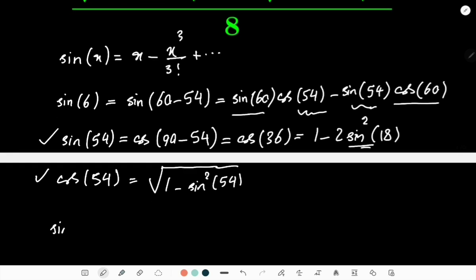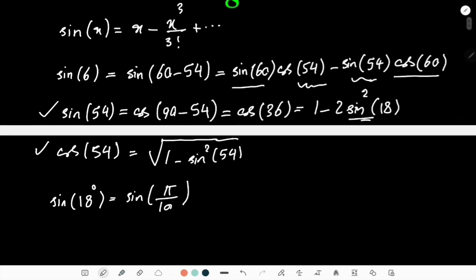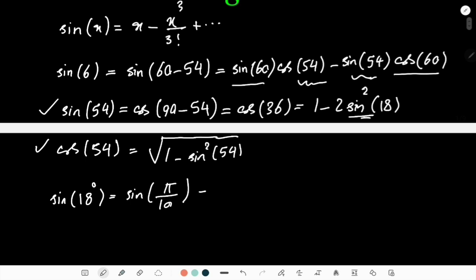Sine of 18. So sine of 18 is nothing but sine of pi over 10. I hope you agree with me on that. So we want to calculate this, and as a matter of fact, sine of pi over 10, again, this is equal to cosine of pi over 2 minus pi over 10, and that is equal to cosine of (5 pi minus pi) over 10, which is basically cosine of 2 pi over 5. I hope you agree with me on that too.